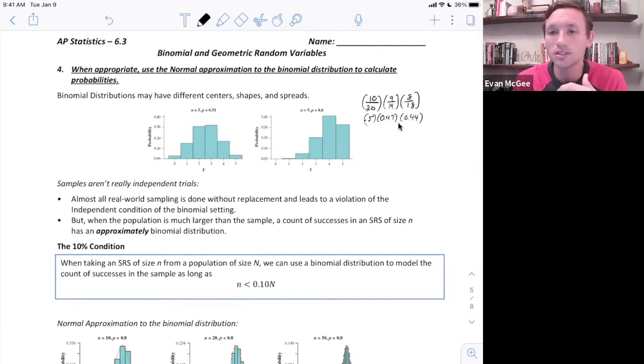But what we'll see is that if we start to have a larger population and a smaller proportion being selected, then the probability is only going to change slightly. So now let's bump this up. Let's say I want to take a sample from the whole school. So now let's say there are 2,500 people in the school, and let's see how much those probabilities change if we sample without replacement.